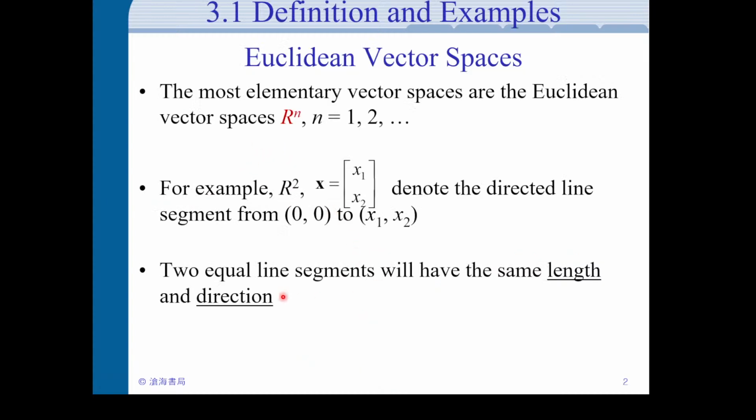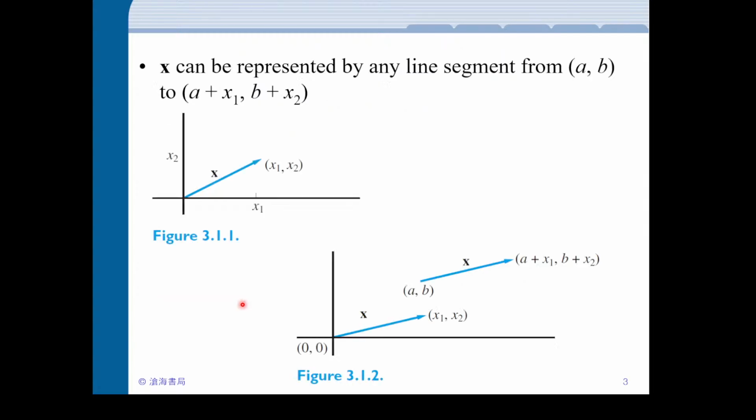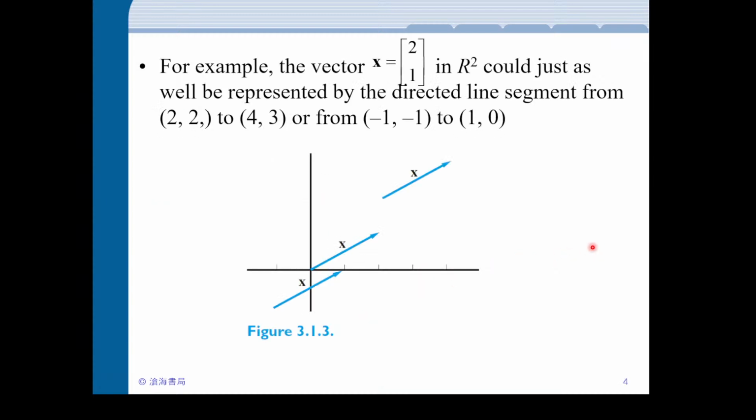We say two line segments, so two vectors, are equal if they have the same length and direction. So in a picture it's like this. Those are vectors that we draw on a two-dimensional plane. We have this x1, x2 vector, and it can point from 0, 0 to x1, x2, or it can point from A, B to A plus x1, B plus x2.